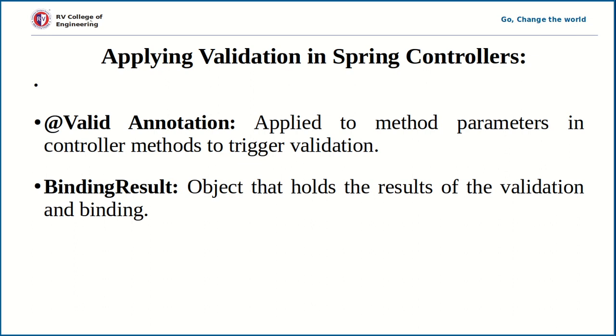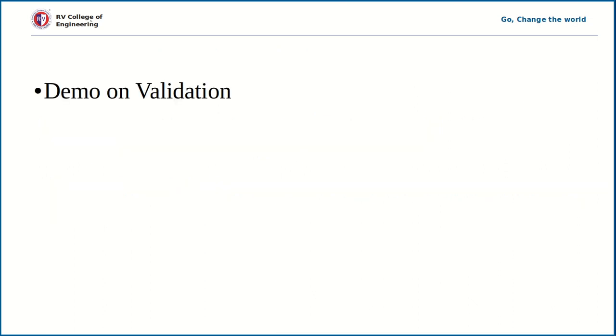How do we apply validations in a Spring controller? We need to use two different annotations. One is the @Valid annotation, which is applied on the method parameters. There is also BindingResult, another class which holds the results of the validation and binding. So this is how the validation process is done in a Spring controller.